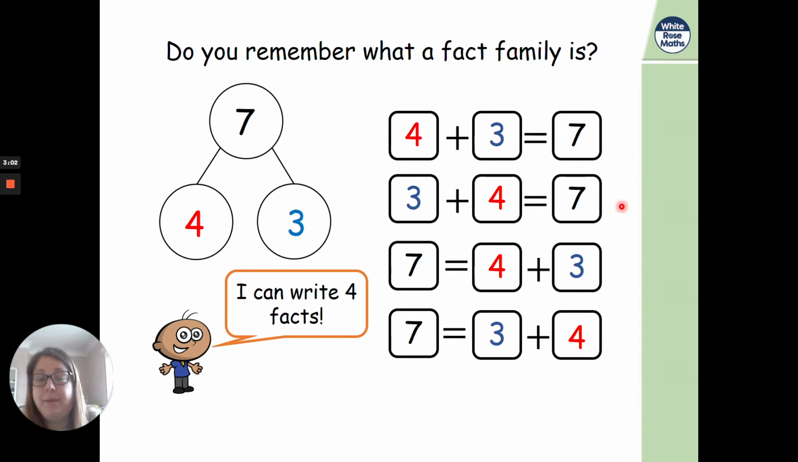Okay, because we can write them a different way around, can't we? You might have chosen to write 3 add 4 equals 7 first, which is absolutely fine because it's still right. As long as you haven't written 1 add 7 equals 2, and just written random numbers, that's fine. But I'm sure your grown-ups will have helped you with that.